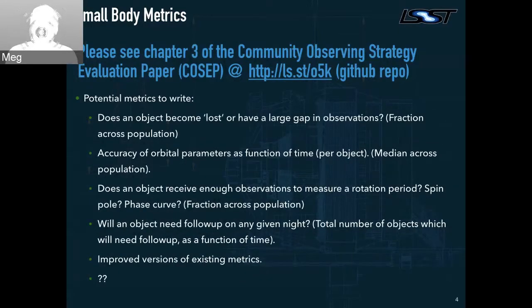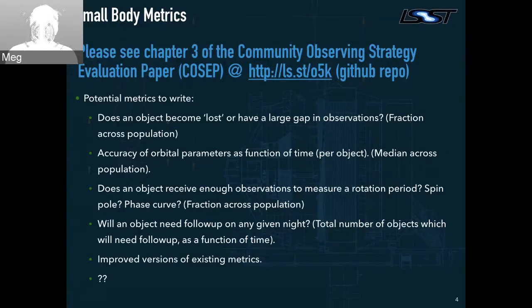And then I was trying to think about some potential metrics to write, maybe some ideas for the hack session. This is just what I imagine; I'm sure there are many more. Does an object become lost or have a large gap in observations? And then you could look at the fraction across the population. Does an object receive enough observations to measure a rotation period, or are they suitable for doing that?